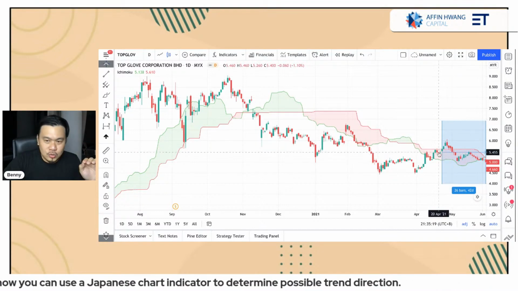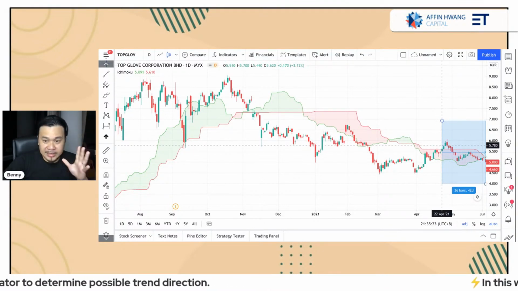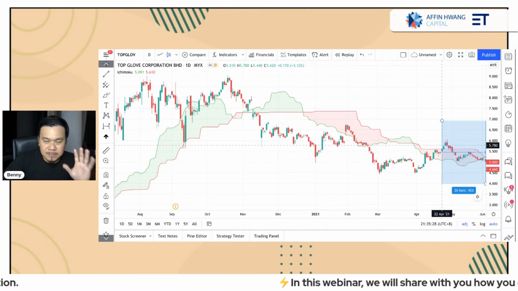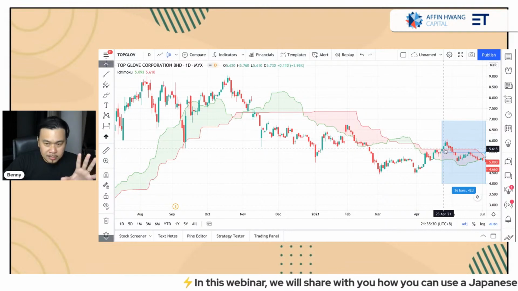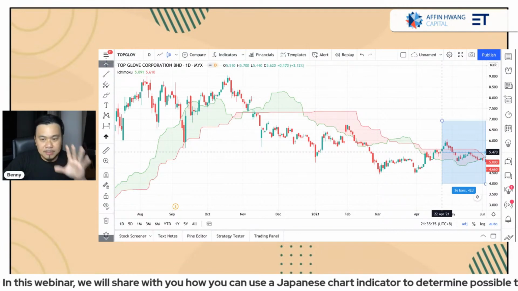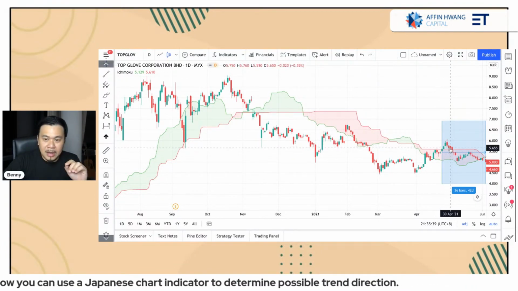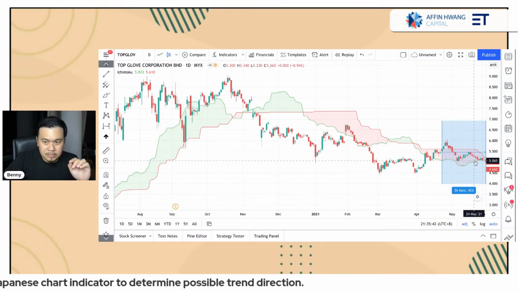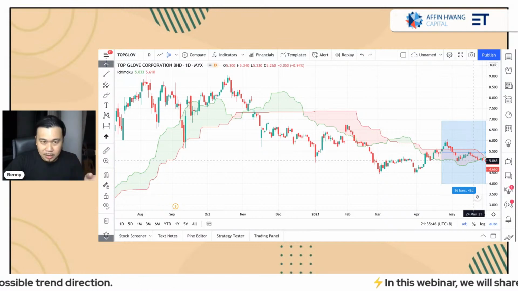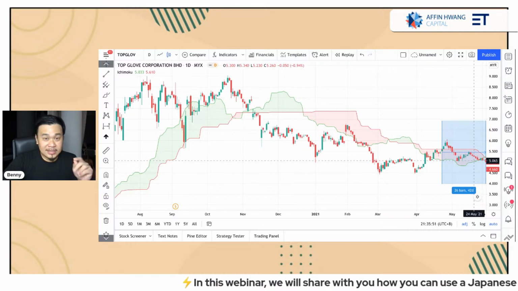If I, let's say, bought Top Glove at 5 ringgit and 70 cents, let's say I buy at 570 cents, I'm going to expect the price to continue its bullish trend, to continue going higher, if the price stays above the cloud. But if the price goes below the cloud, then what should you do? Should I continue to hold it and hope that it's going to go up, or should I just cut my losses? That's a question, isn't it?